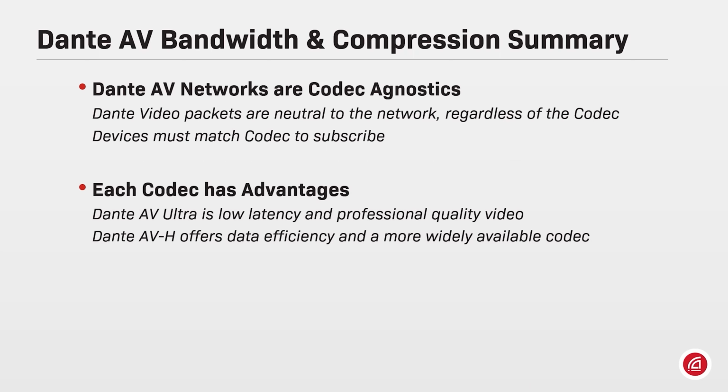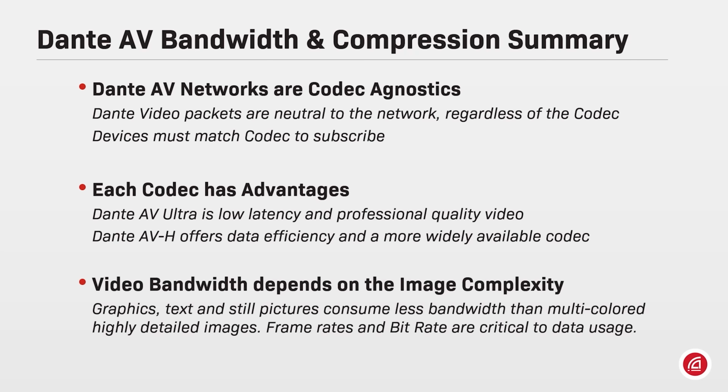Each codec has advantages. Dante AV Ultra is low latency and professional quality video with a higher bandwidth. Dante AV-H offers data efficiency and a more widely available codec. Video bandwidth depends on the image complexity. Graphics, text, and still pictures consume less bandwidth than multicolored, highly detailed images. Frame rates and bit rates are critical to data usage estimation.